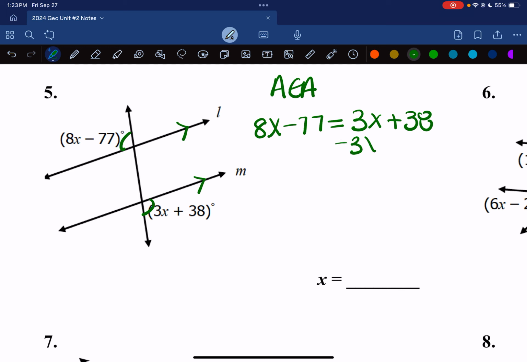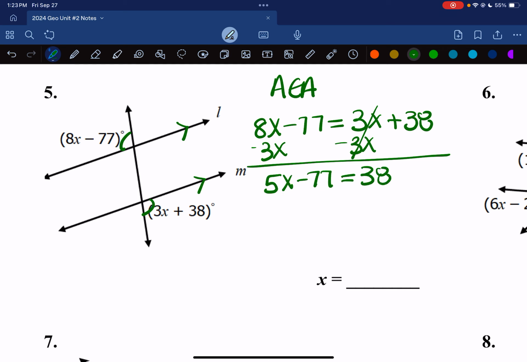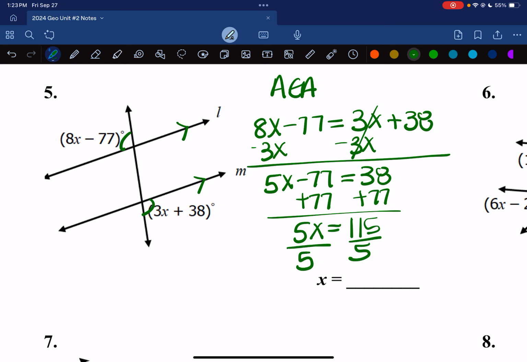So we're going to get our x to one side, so you're going to subtract 3x from both sides. So we have 5x minus 7 equal to 38. Then we're going to add 7 to both sides. So we have 5x equals 115. Then we're going to divide by 5. So we have x is 23.